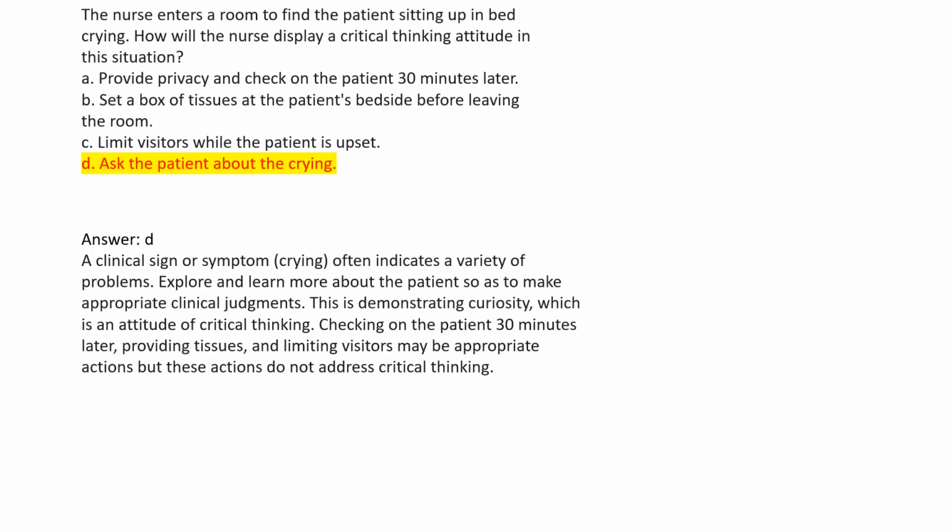Answer D. Ask the patient about the crying. A clinical sign or symptom, crying, often indicates a variety of problems. Explore and learn more about the patient's situation to make appropriate clinical judgments. This is demonstrating curiosity, which is an attitude of critical thinking. Checking on the patient 30 minutes later, providing tissues, and limiting visitors may be appropriate actions, but these actions do not address critical thinking.